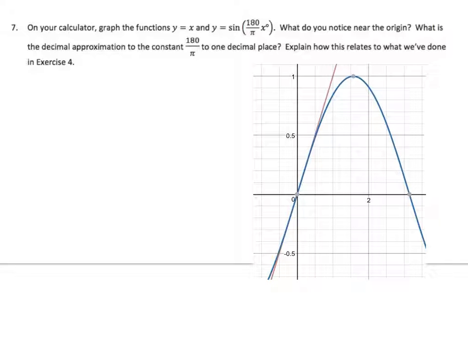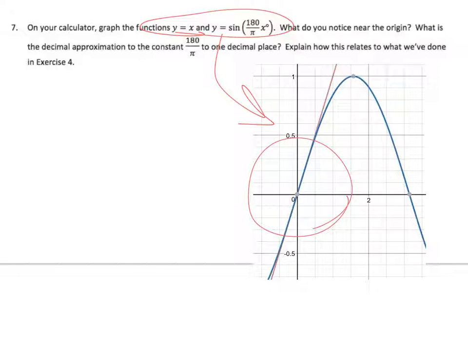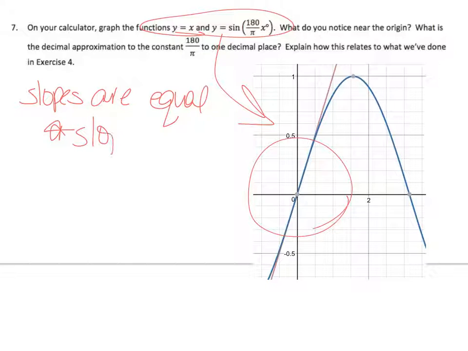Alright, now this last one. On your calculator, graph the functions y equals x and y equals sine of 180 over pi times x. What do you notice near the origin? What is the decimal approximation to the constant 180 over pi to one decimal place? Explain how this relates to what we've done in exercise 4. So the graph right here is there, and what do you notice near the origin? I would say that the slopes are equal. It has a slope of 1.